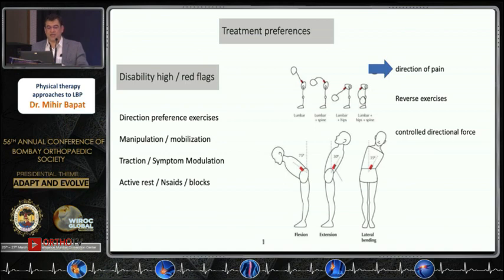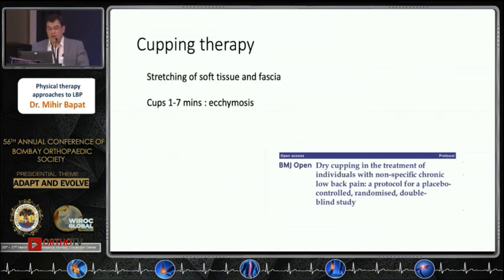Manipulations, soft tissue mobilizations help in this direction. Traction has been advocated. Active rest, that means you don't advocate bed rest, you have NSAIDs, you have blocks, but you institute the physiotherapy as early as possible. There's a good deal of literature on chiropractic therapy. That means a directional force in a controlled fashion, where you manipulate the spine and try to reduce the nerve impingement. So these are the different types of therapies that are sort of used.